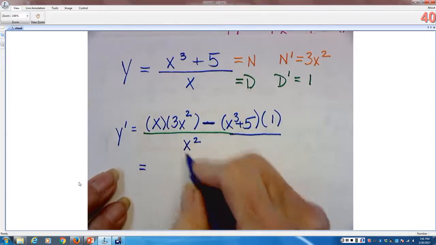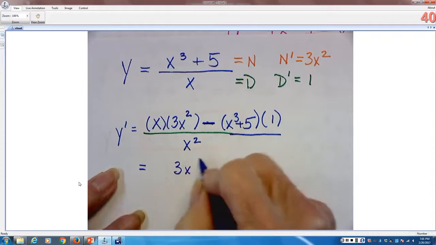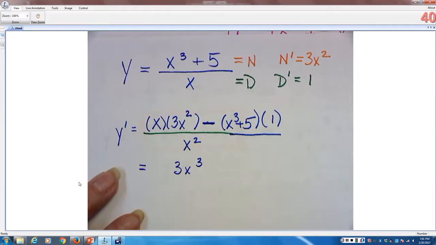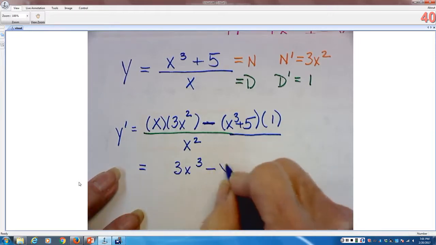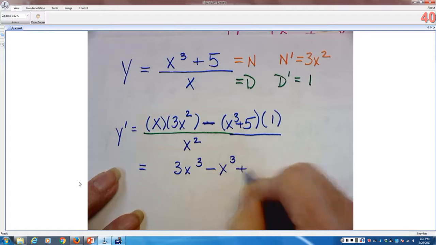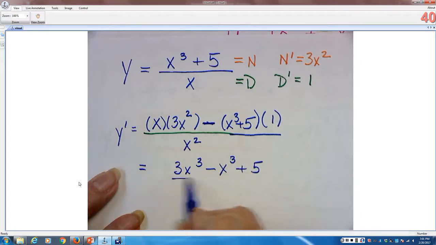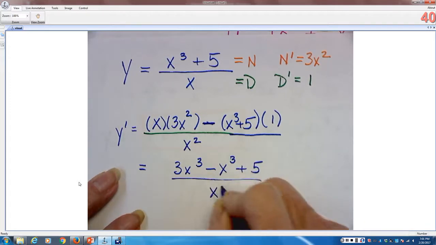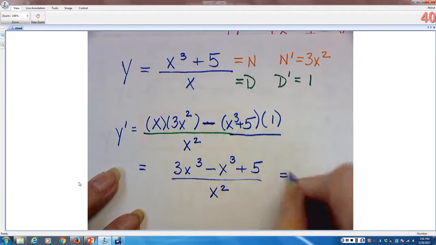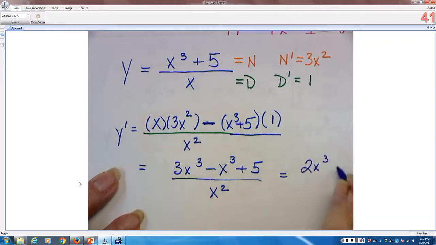So then x times 3x squared is 3x cubed minus x cubed plus 5 over x squared, and 3x cubed minus x cubed is 2x cubed plus 5 over x squared.